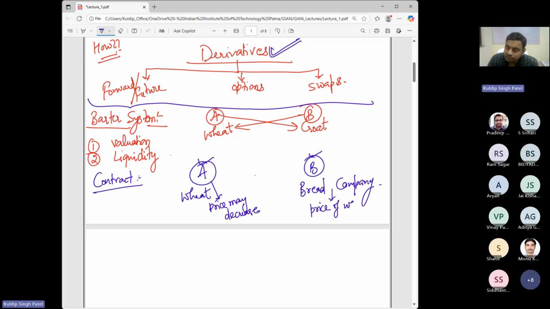So price of wheat may increase. What will happen? If the price decreases, then the owner of wheat, the person A, is going into loss. And what if the price of wheat increases? Then the bread company will be in loss because he needs wheat in a large amount.